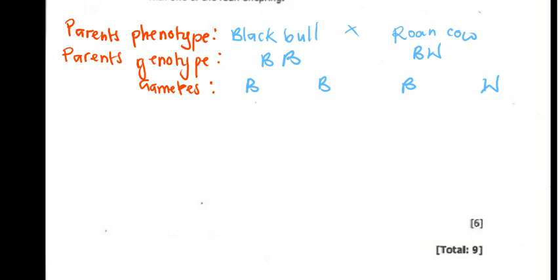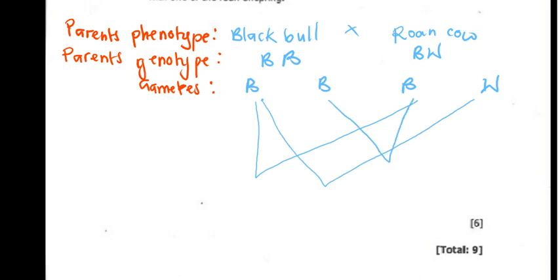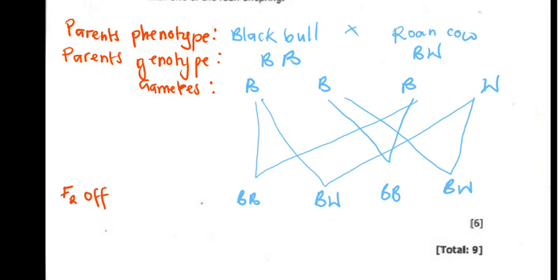Okay, and then we cross them. So B is going to cross with B here, like this, and like that. So here it's going to be BB and then BW and then BB and then BW. Okay, and then we're going to call this the second offspring genotype. Okay, so it's going to be the F2 offspring genotype.